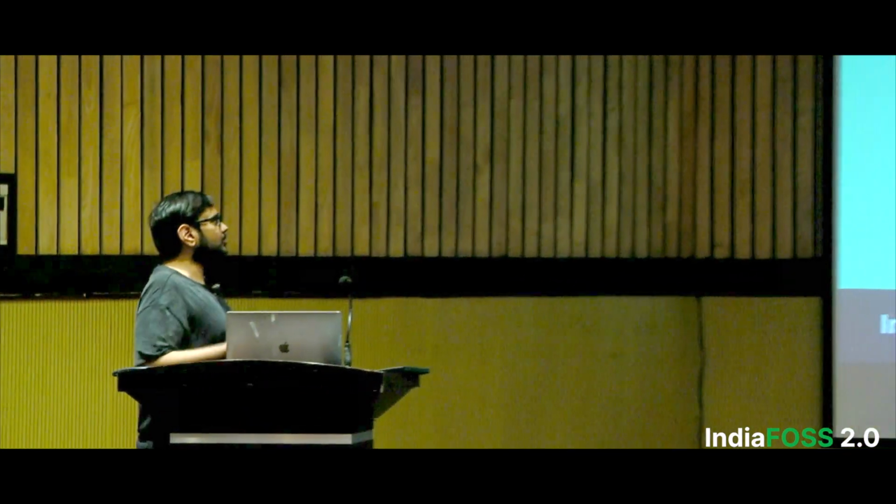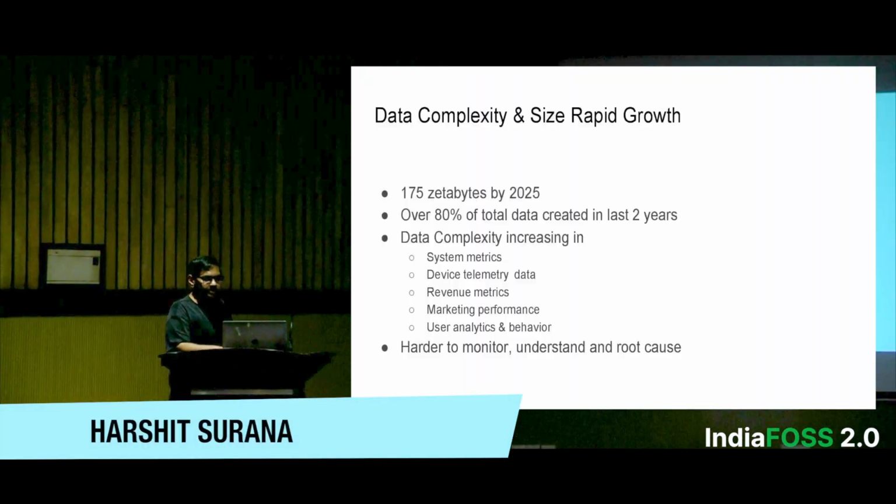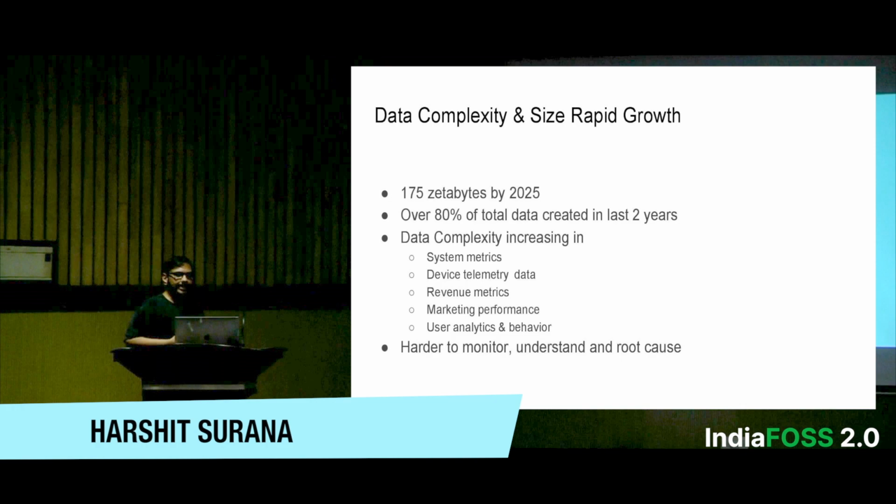So yeah, I'm Harshit from Chaos Genius. We will be talking about open sourcing outlier detection and root cause analysis. So let's start with some background.